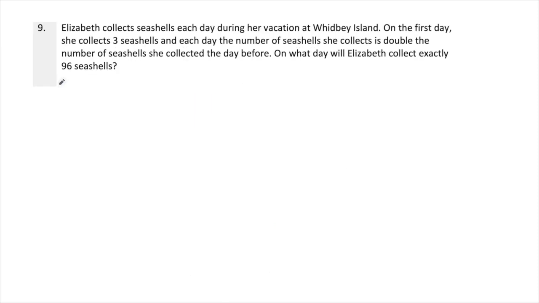For this problem, we have to figure out what day Elizabeth will collect exactly 96 seashells. We know that on the first day she collects 3 seashells. We also know that each day the number of seashells she collects is double the number of seashells she collected the day before. So let's make a table to help us solve this problem. So we have the day here, and the number of seashells here.